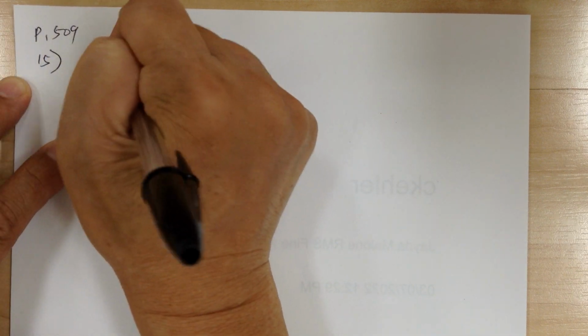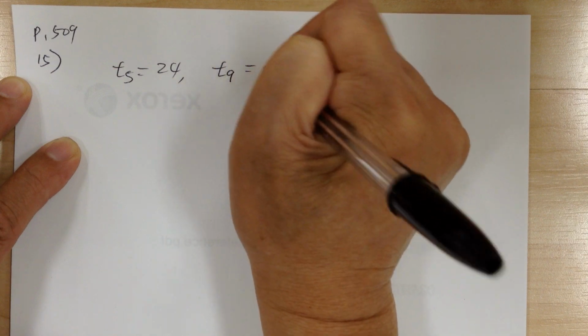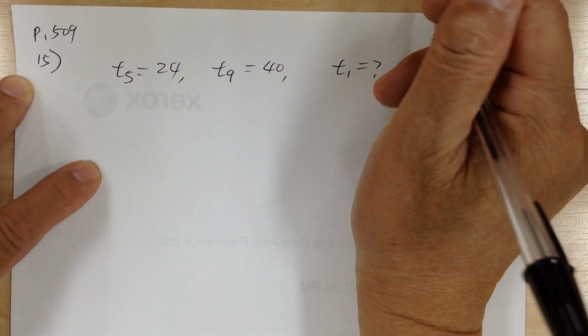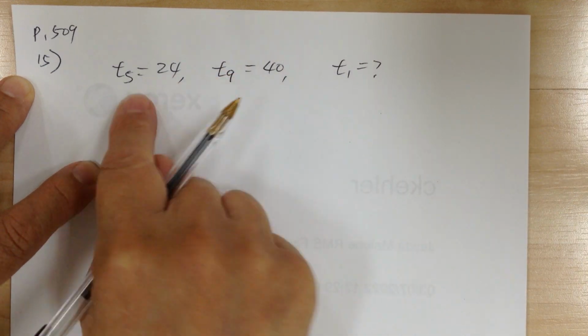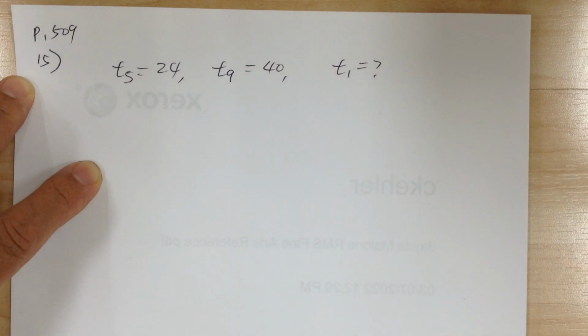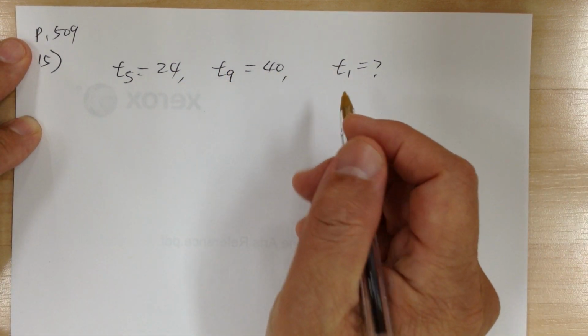Okay, number 15. You have T5 equal to 24, T9 equal to 40, and you're looking for T1. Since these two are given, I'm going to use these two to figure out the D. Again, to find every point you have to know the D. If you don't have the D, you have to use whatever is given to look for the D.